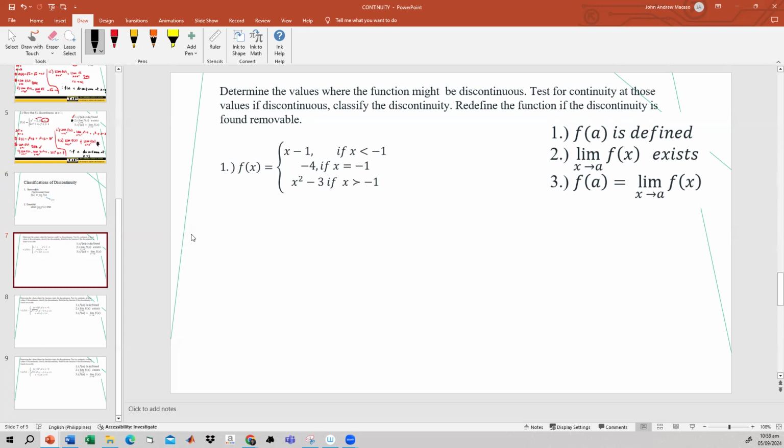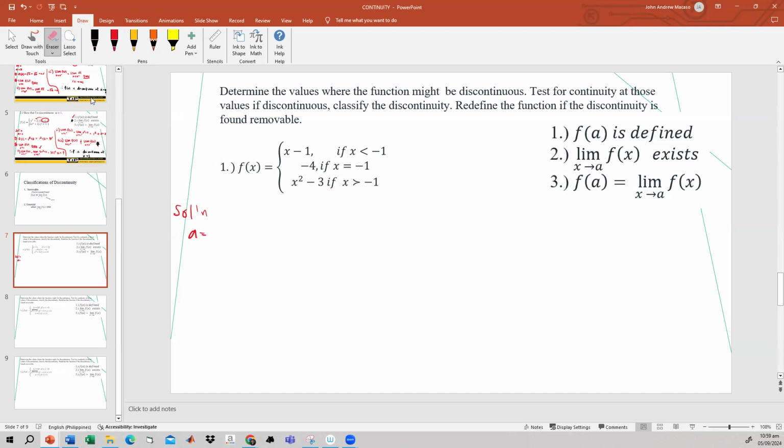Let's say we have a piecewise function: f of x is equal to x minus 1 whenever x is less than -1, and f of x is equal to -4 if x is equal to -1, while f of x will be equal to x squared minus 3 if x is greater than -1. Okay, so this will be the solution to this problem. Our a here, of course, is basically -1.